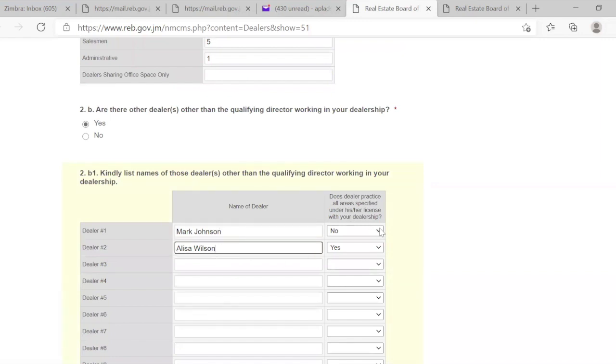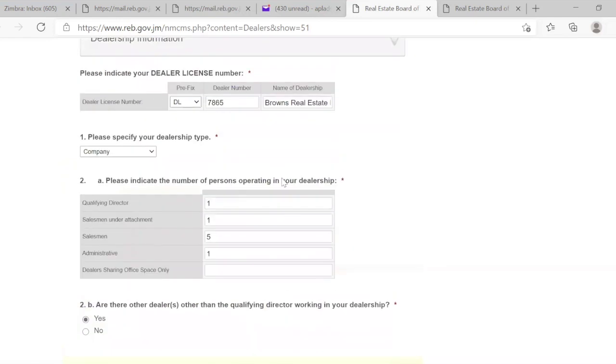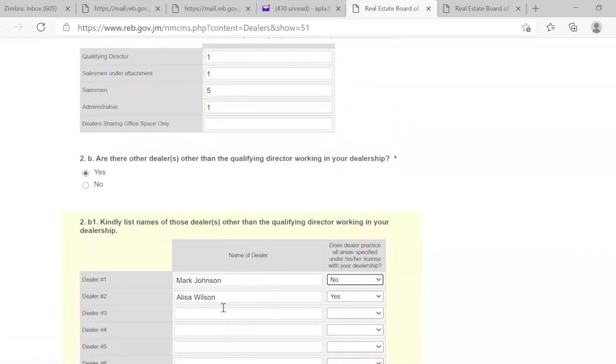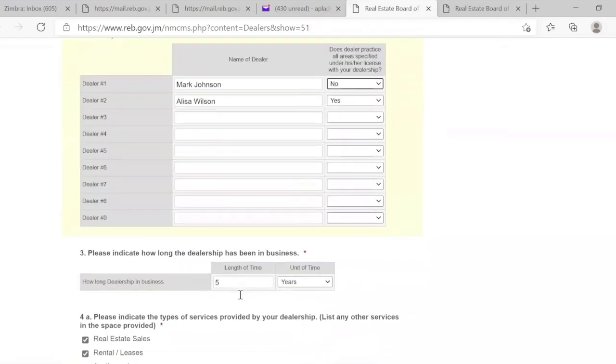And here at the right-hand side, it says, does the dealer practice all areas specified under his or her license with your dealership? If it is yes, you select yes. If it is no, you select no. In this case, there are two dealers working under this company at the dealership. One practices in all areas and the other does not, right? Then you proceed. It says, please indicate how long the dealership has been in business.